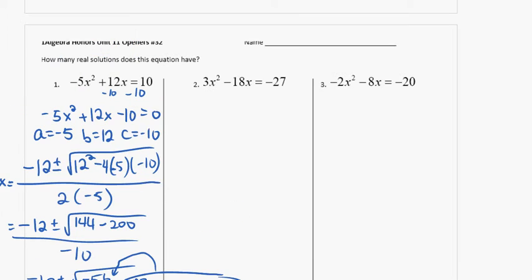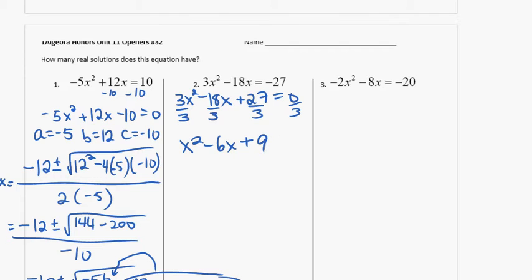Let's see what this next one tells me. So, get 0 on one side: 3x squared minus 18x plus 27 equals 0. And I could just start going from here, but I notice that 3 goes into all of them. And if I divide 0 by 3, I still get 0. So, divide everything by 3. x squared minus 6x plus 9 equals 0. And in fact, I know I can factor this, but I'm going to use the quadratic formula instead just to show you something.